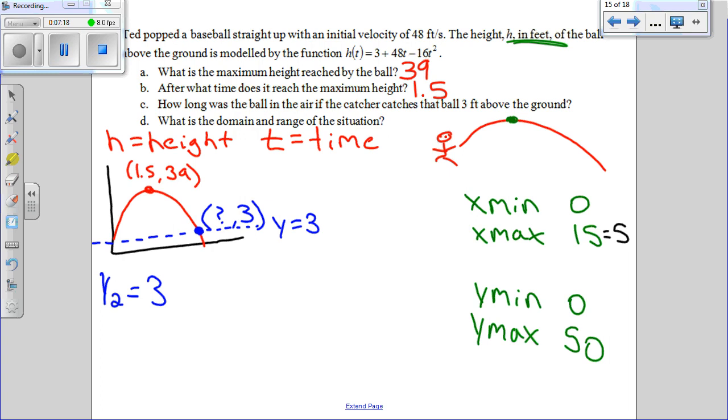Then it's going to say second curve, and it should have moved your cursor to the second line, and it should have automatically put it pretty close to where they cross each other. That's because it's kind of guessing where you're trying to look. You hit enter again, it says guess, you hit enter one more time, and it tells you that this point is at 3, 3. That means after 3 seconds, the catcher caught it 3 feet above the ground. So the answer would have been 3 seconds.